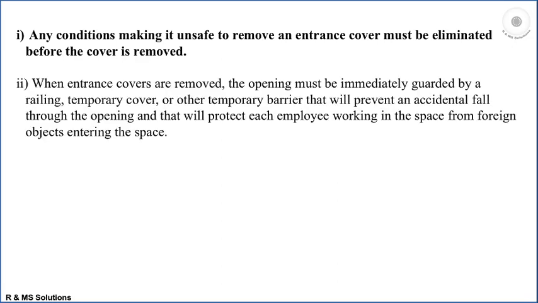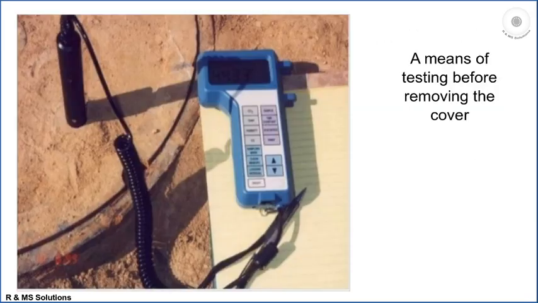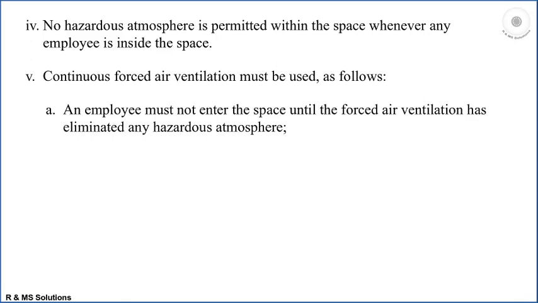Some other key notes, and I'll let you guys read on the course slide, but any conditions making it unsafe to remove an entrance cover must be eliminated before that cover is removed. Now, this is almost common sense across the board with any kind of confined space. And what that means, essentially, is that if you can test from outside of the space and remove or reduce the risk of a hazard once an employee opens the confined space, then obviously do so. Of course, no hazardous atmosphere is permitted within the space. I kind of covered that briefly. If it is, then of course it's a permit required confined space.